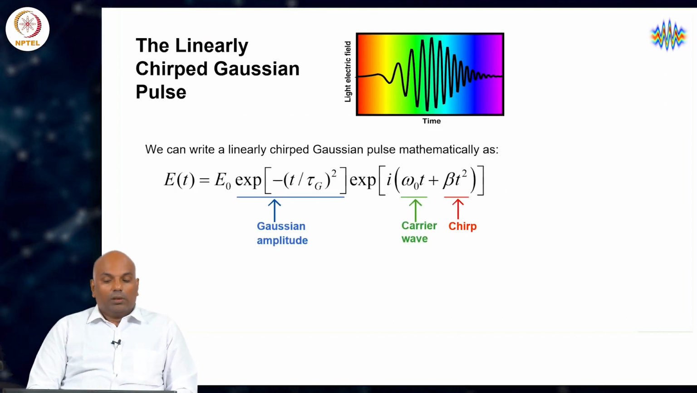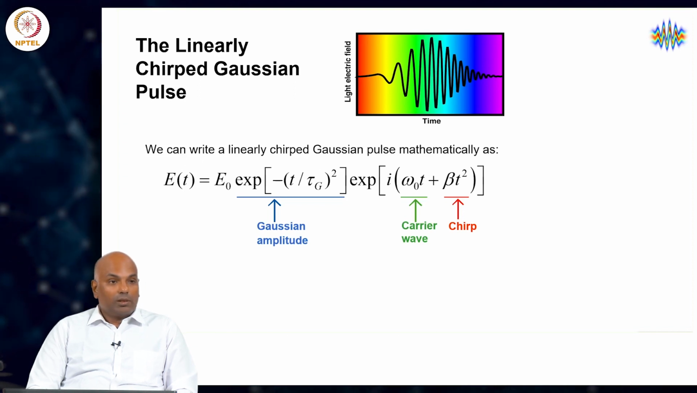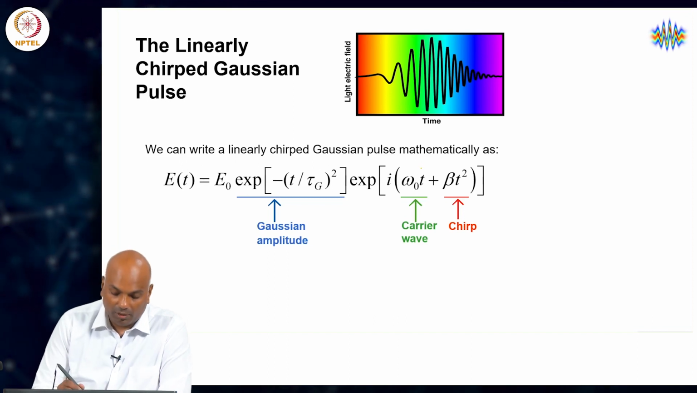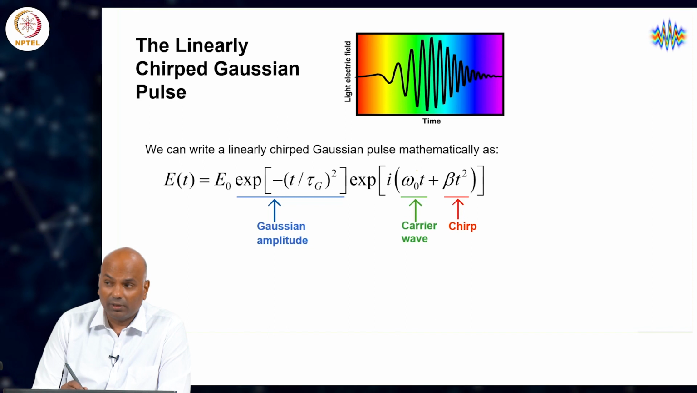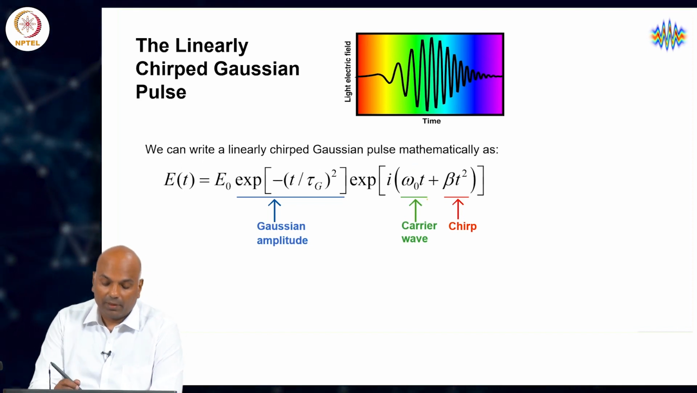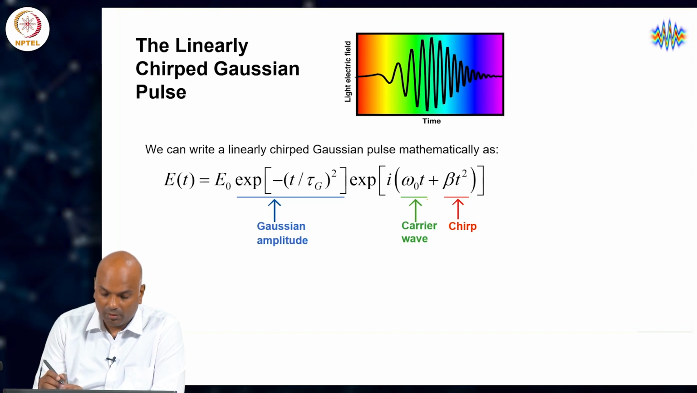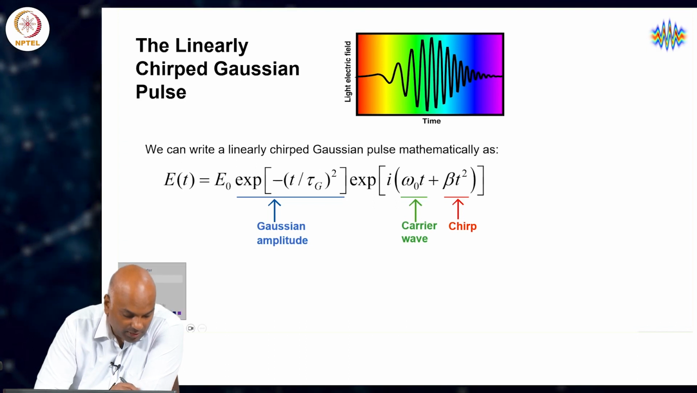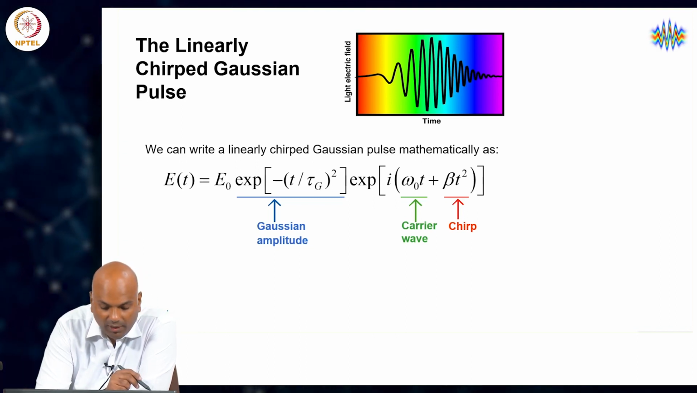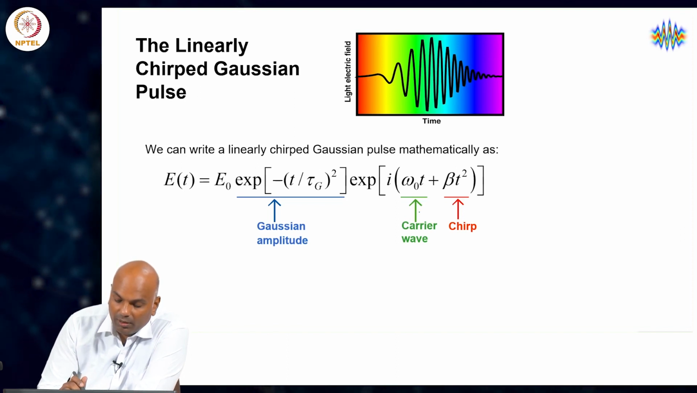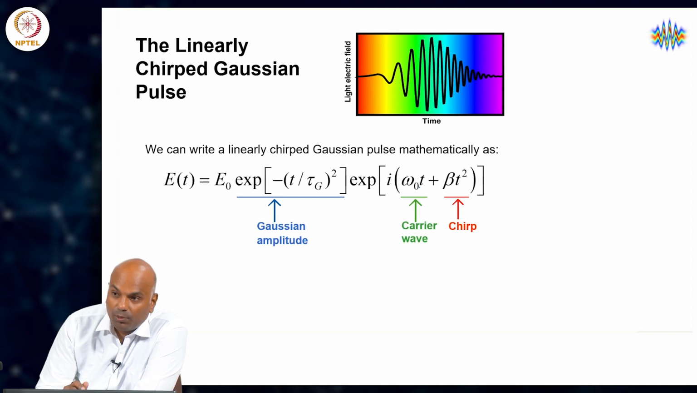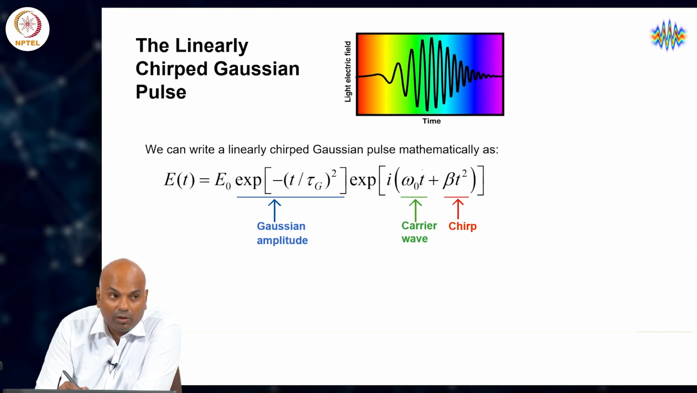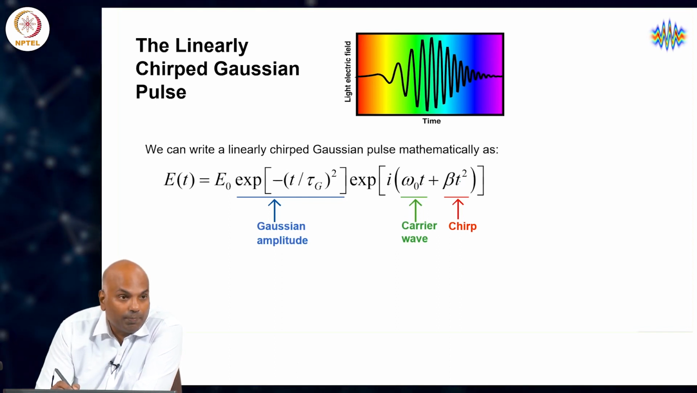Now, a linearly chirped Gaussian pulse, as a consequence, has not just the first order term in the phase in the argument to the exponential function. The linearly chirped Gaussian pulse that we have been discussing has in the argument to the complex exponential function two terms: omega naught t plus beta t squared.